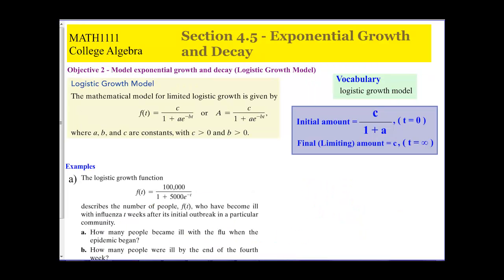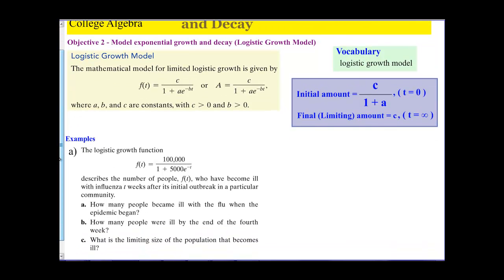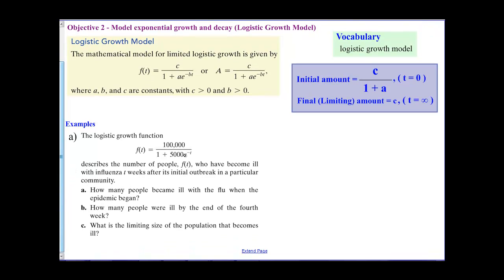All right, so logistic growth model. These are actually pretty easy. This is the same idea. We're just plugging stuff in and crunching through. So here we're given our logistic growth function. F of t equals the 100,000 over 1 plus 5,000 e to the negative t. Doesn't look like it, but it is. I'll make it bigger.